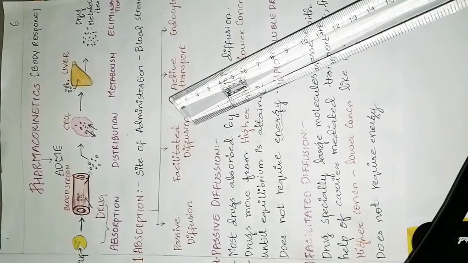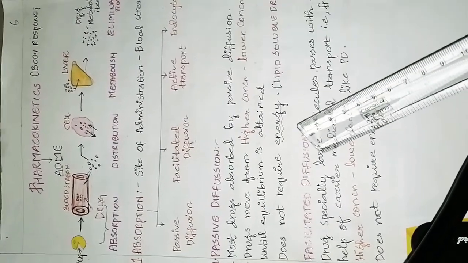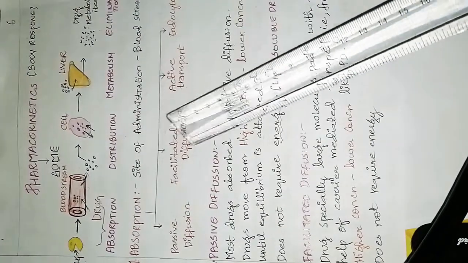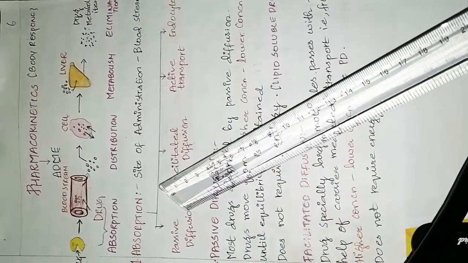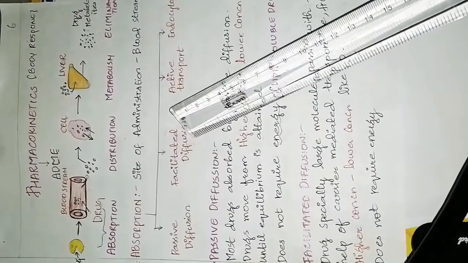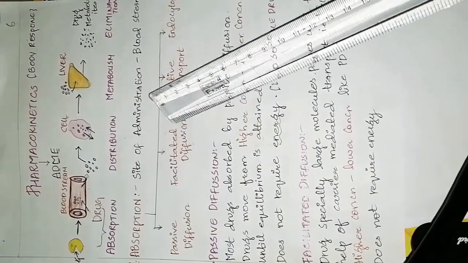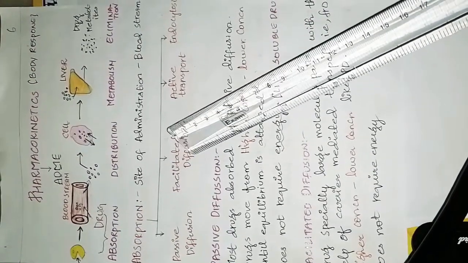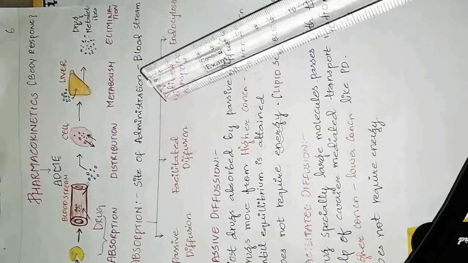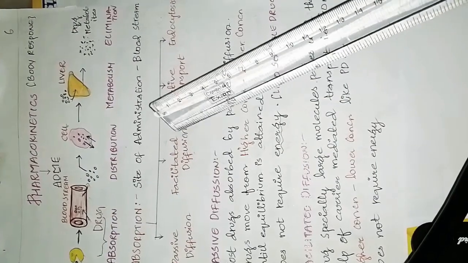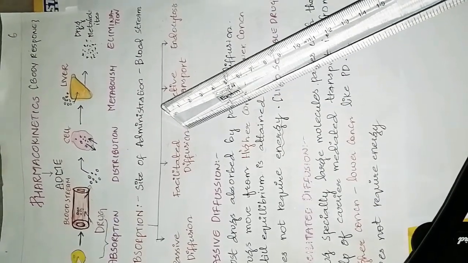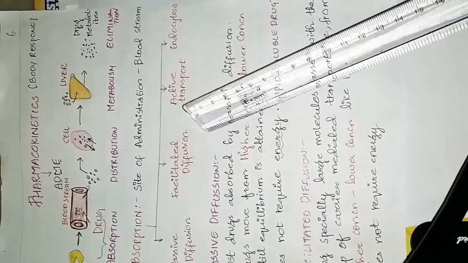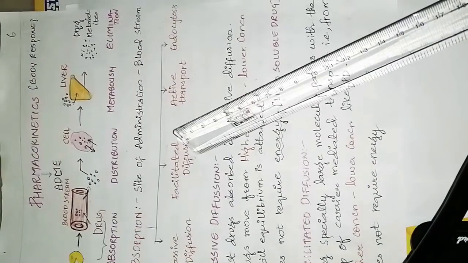Then coming to facilitated diffusion. Usually the large molecules undergo facilitated diffusion. Facilitated diffusion is the same as passive diffusion, but here they need a carrier for transportation. Like passive diffusion, they move from higher concentration to lower concentration, but they need a carrier for transport. Next, it does not require any energy, like passive diffusion.